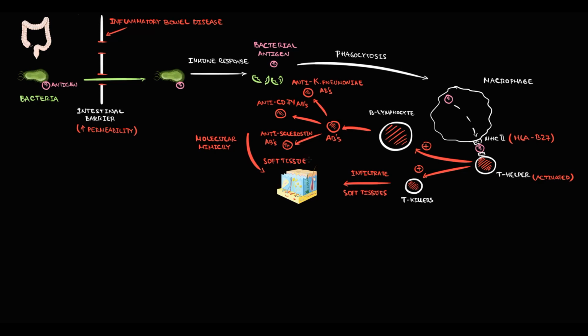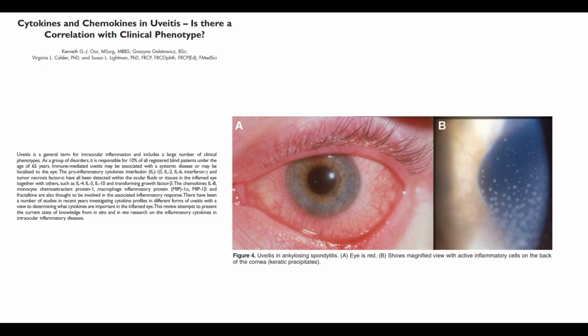This results in severe soft tissue injury, and usually soft tissue injury manifests as uveitis or psoriasis. On this image, we can see uveitis in patients with ankylosing spondylitis. As we see, uveitis typically causes red eye, and under the microscope we see a lot of inflammatory cells that infiltrate the cornea, and it's a sign of severe inflammation.